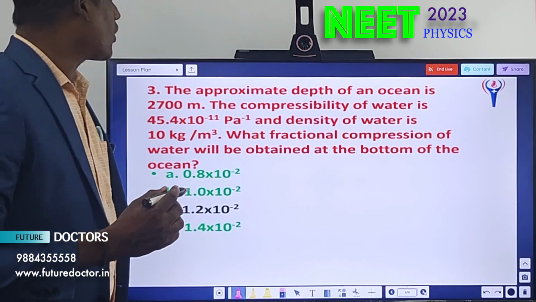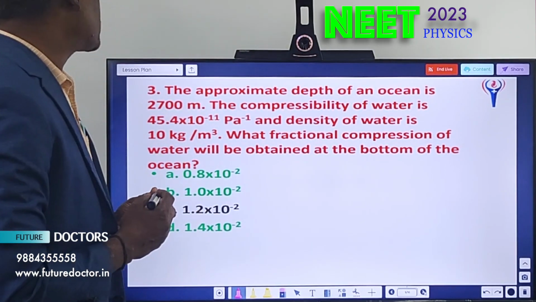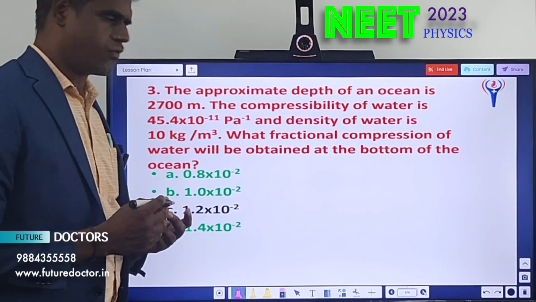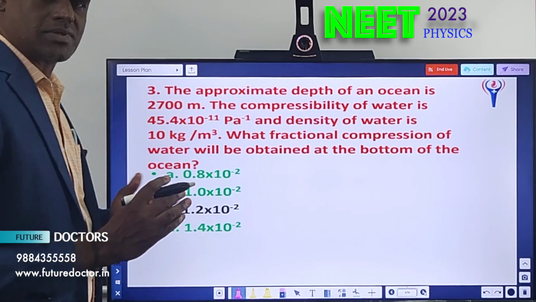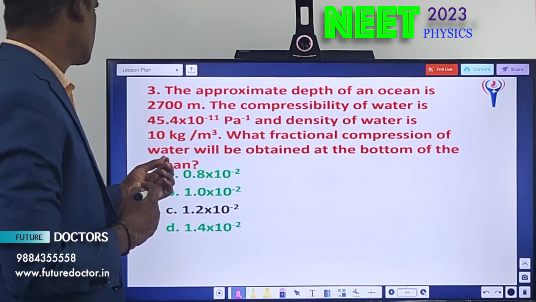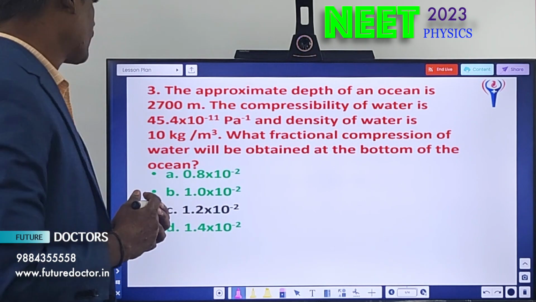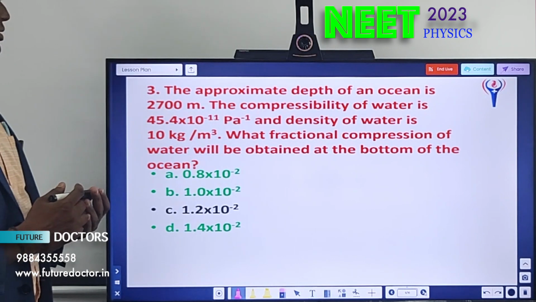Third question. The approximate depth of an ocean is 2,700 meter. The compressibility of water is 45.4 into 10 power minus 11 per Pascal. That is, compressibility is the reciprocal of bulk modulus. And density of water is 10 power 3 kilogram per meter cube. What fractional compression of water will be obtained at the bottom of the ocean?